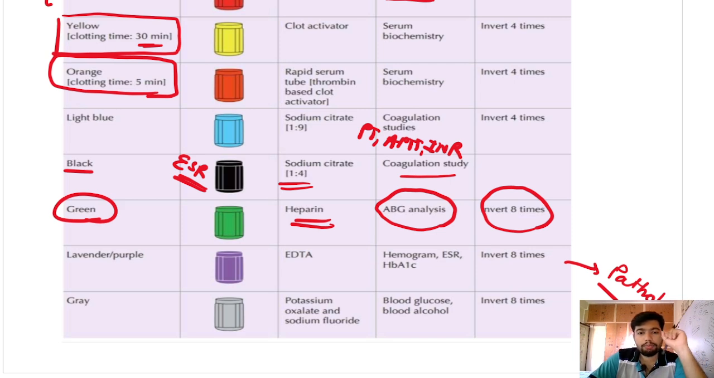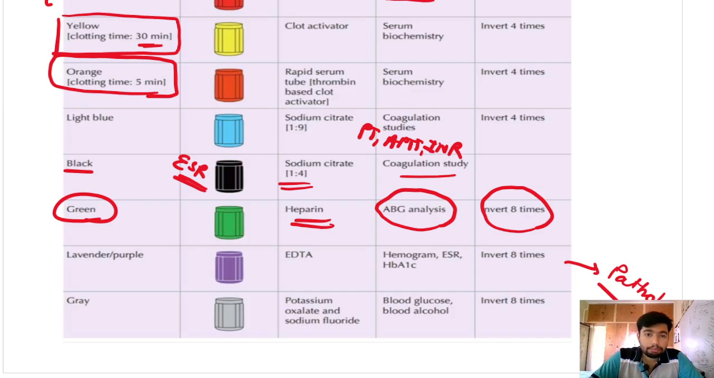Gray vacuum, you can see, is the potassium oxalate and sodium fluoride vacuum. Why do we need sodium fluoride in it? Because we want to measure blood glucose, that is RBS, PP2BS, or fasting blood sugar. You should take the blood in a gray vacuum. Why? Because fluoride will inhibit the enolase enzyme, which is an enzyme in a glycolysis step.